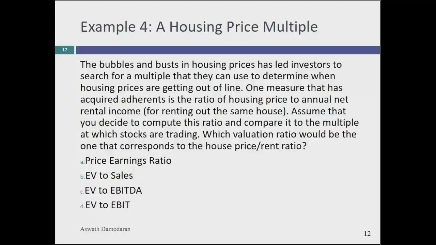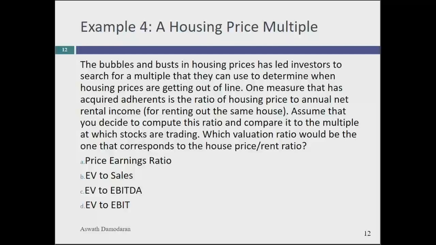So let's assume you are an investor and you're trying to decide whether to put your money in housing or real estate collectively or to put your money in stocks. You computed this housing price to rental income ratio. That's the ratio you have for housing. What would the equivalent ratio be for stocks, because you have to compare apples to apples? I'll give you the choices: price to earnings, EV to sales, EV to EBITDA, or EV to EBIT. I've computed the housing price to rental income ratio as 8 across houses. What would be the number I would compute for stocks to make a comparison to decide what's cheaper?